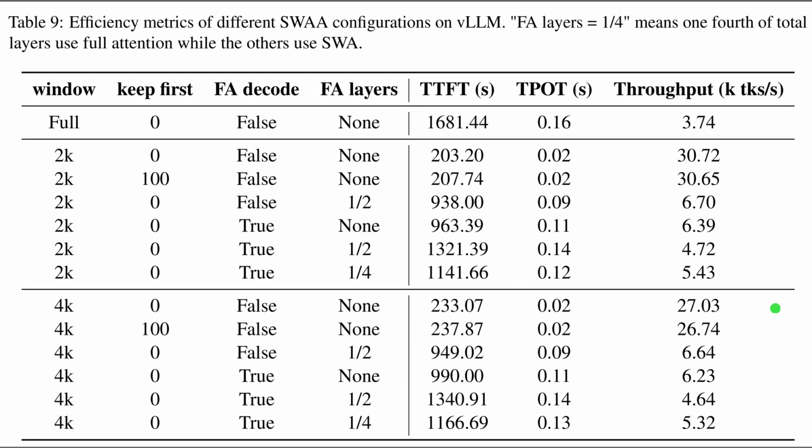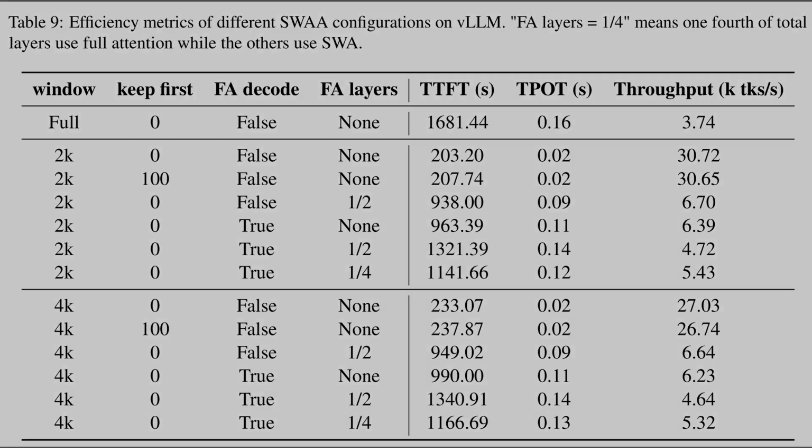Alright, the previous table focused on accuracy scaling, and Table 9 shifts to pure efficiency. This table reports how different sliding window recipes affect time to first token, per token decoding time, and overall throughput on vLLM. Pure sliding window with a 2K window reaches around 31,000 tokens per second, while full attention lags near 4,000. Adding full attention decode or interleaving layers roughly halves throughput, especially when half the layers keep full attention.